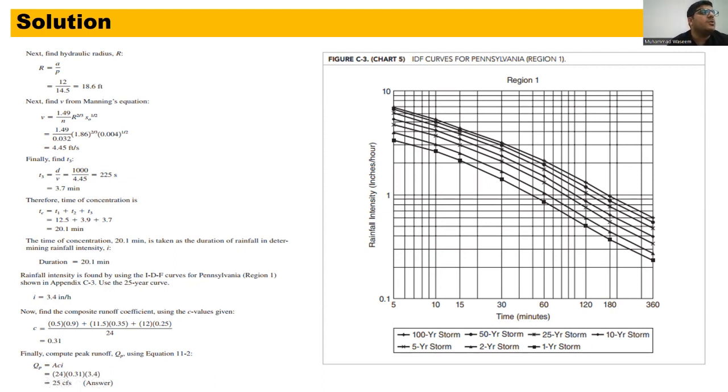This is basically a log graph, right? Maybe you have studied in college how to read a log graph. But yes, it is confusing to find the 1-year storm, 2-year storm, 5-year storm. In this case, this is the curve for the 25-year storm. It could have been better if these were in different colors. So we get the intensity, and then we need to find the composite C value.